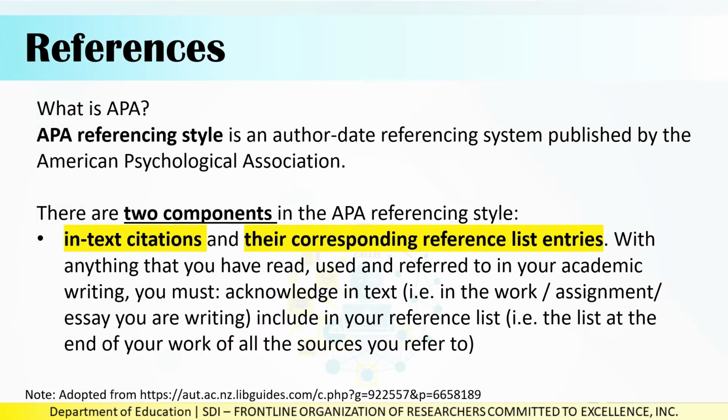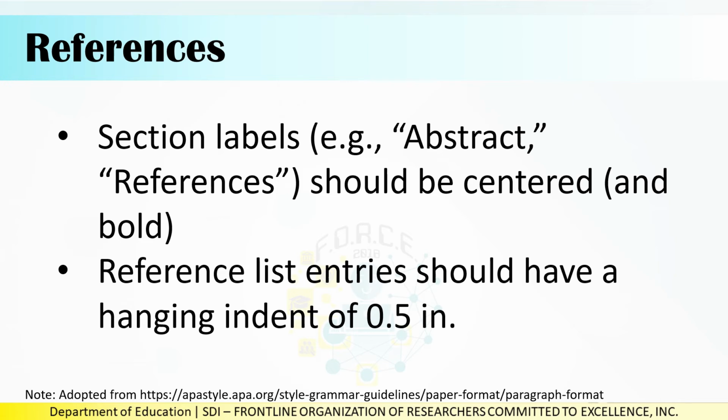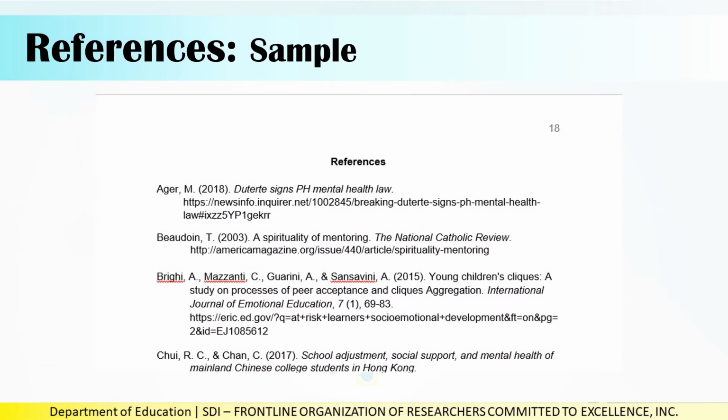APA referencing style shall be considered. The 7th edition should be preferred. Section labels for references should be centered and bold, and it should apply a hanging indent of 0.5 inch. An example of a section label is presented: References above.